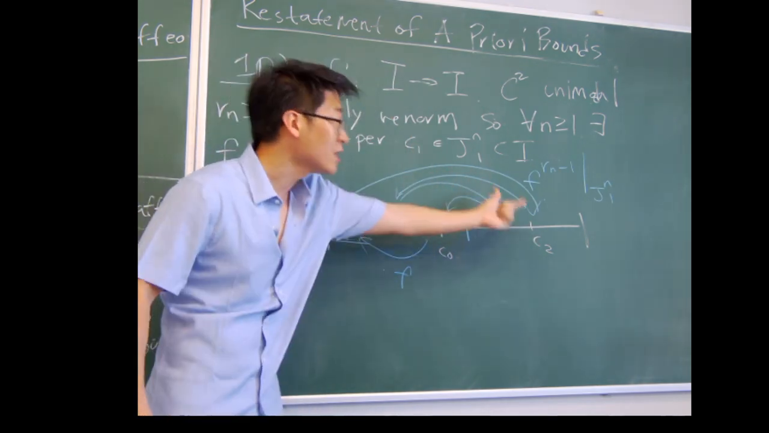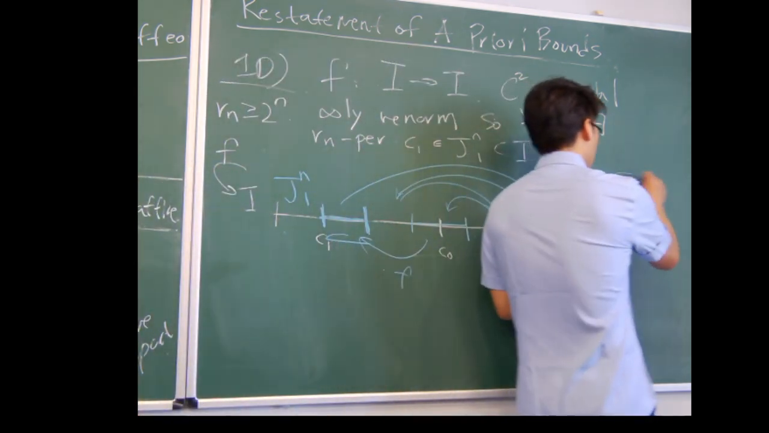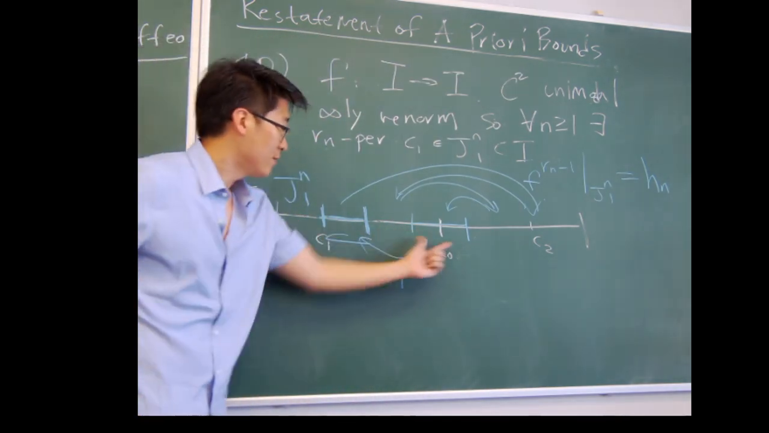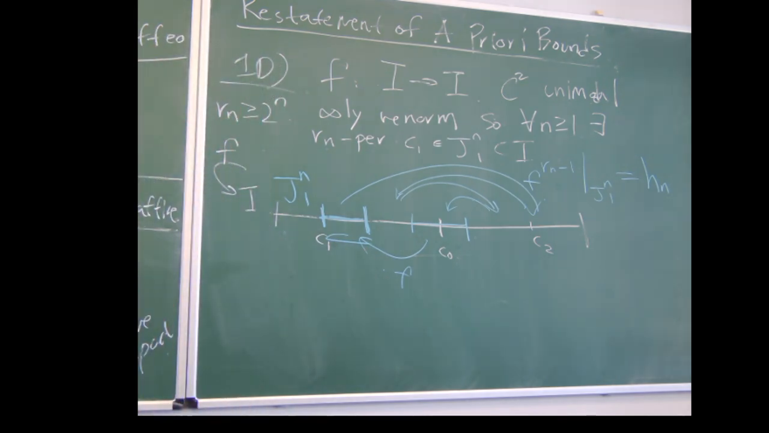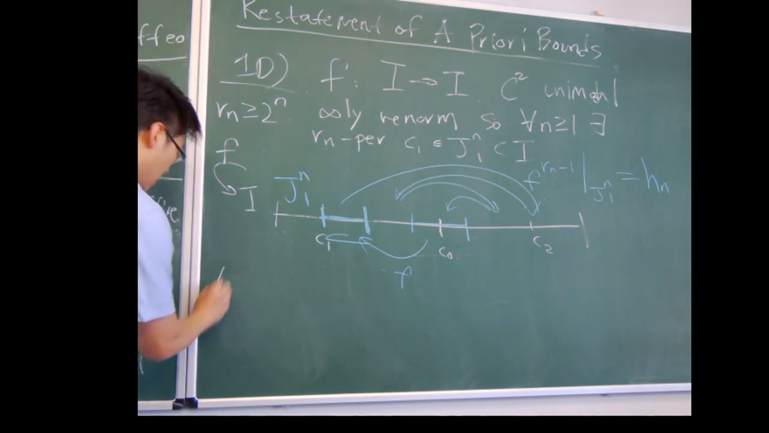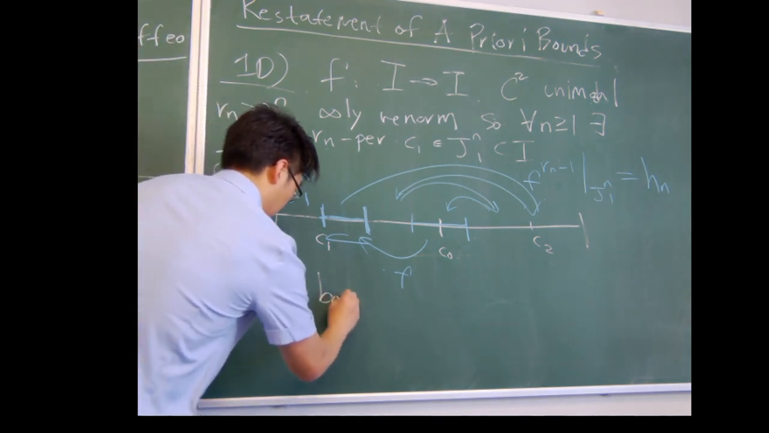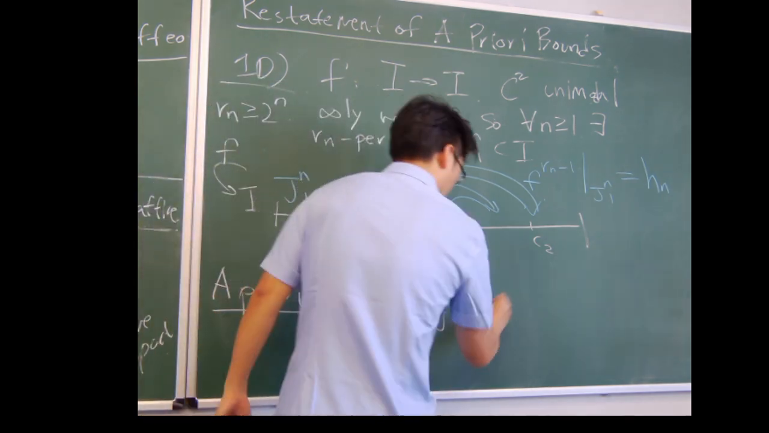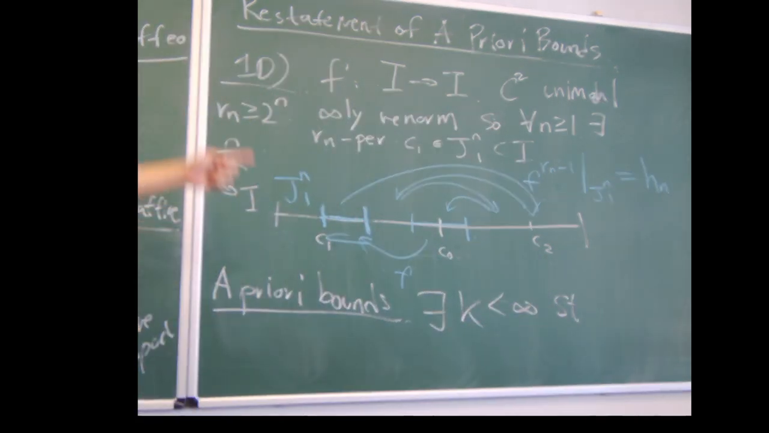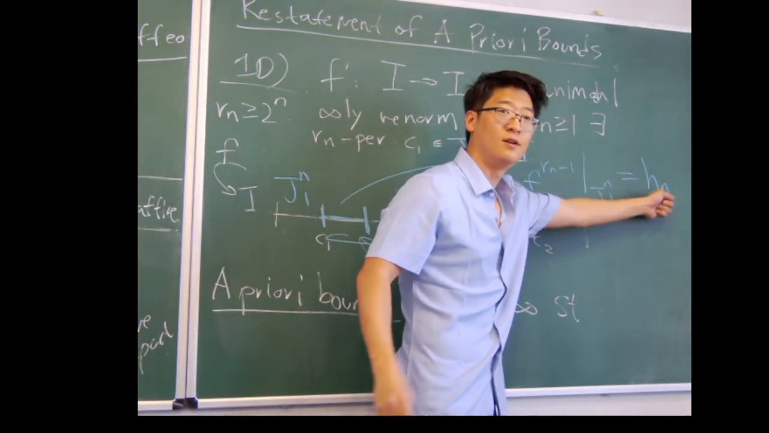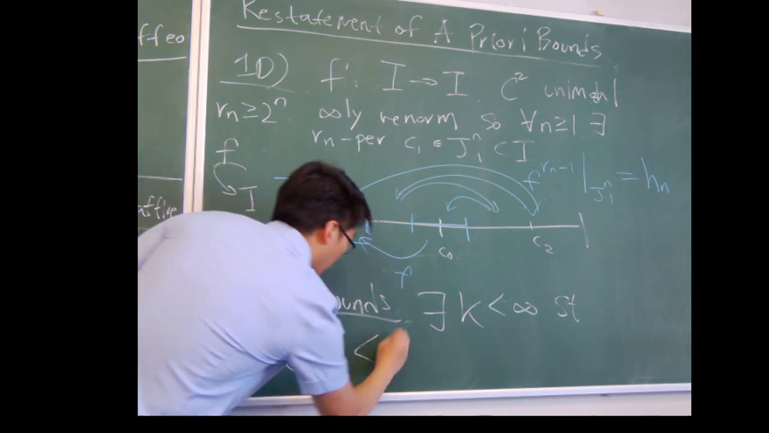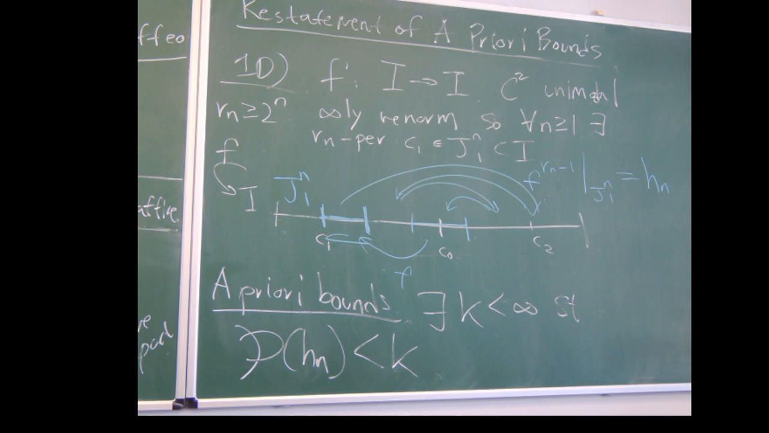So in all the intermediate steps, this map right here, which I'll call Hn, is a diffeomorphism. Okay? And then only at the last step, you apply something which is not a diffeomorphism. Okay, so the restatement of upper bounds would be: there exists some constant k less than infinity such that the distortion of this sequence of diffeomorphisms coming from higher and higher renormalization has a uniform bound by k. That distortion of Hn is uniformly bounded by k. So this is one way to state upper bounds.